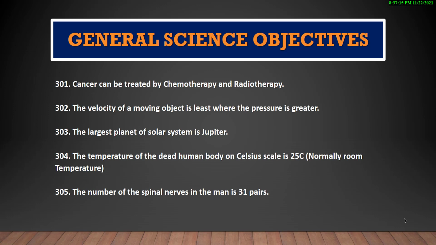Cancer can be treated by chemotherapy and radiotherapy. The velocity of a moving object is least where the pressure is greater. The largest planet of the solar system is Jupiter. The temperature of the dead human body on Celsius scale is 25 C, normally room temperature. The number of spinal nerves in man is 31 pairs.